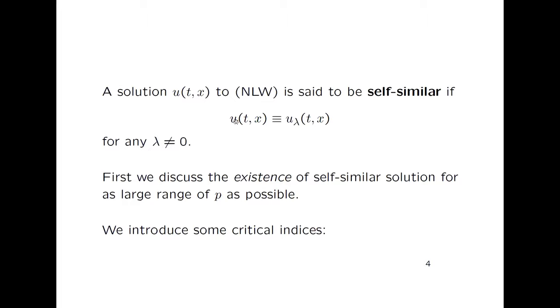If the function u satisfies this special property, then let's call this u a self-similar solution. First we discuss the existence of the self-similar solution, which has already been established by many works, and my main topic is to find the self-similar solution for as large a range of p as possible. In order to state this more precisely, we introduce some critical indices.